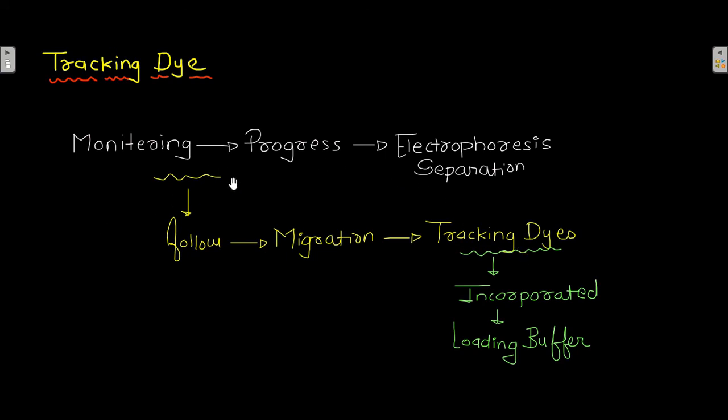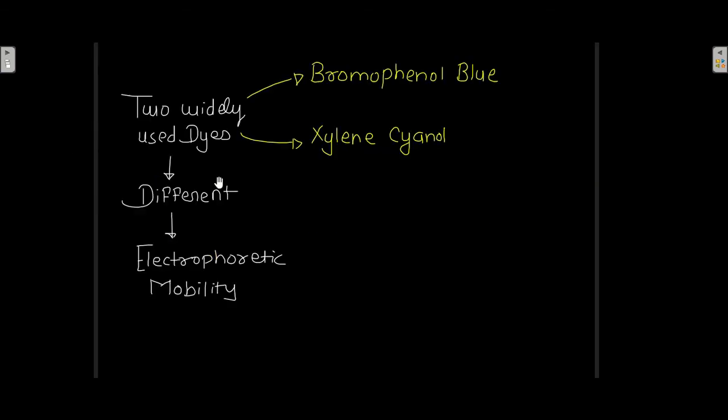Now, these are the two widely used dyes that we use as tracking dye, and they have different electrophoretic mobility. One of them is bromophenol blue and the other one is xylene cyanol. Both of them are the most widely used tracking dyes.